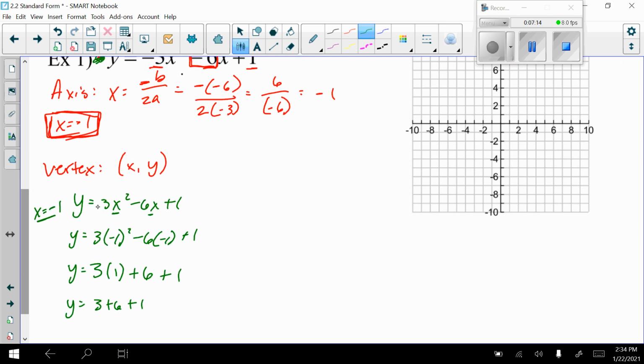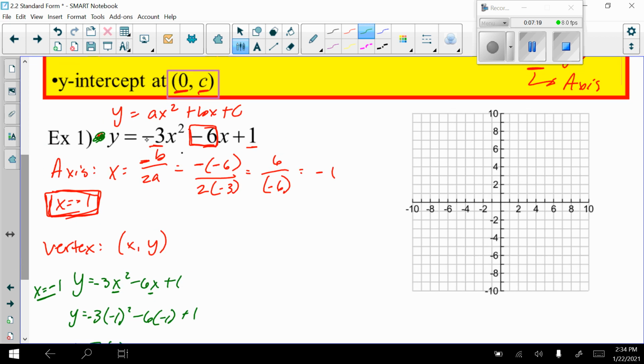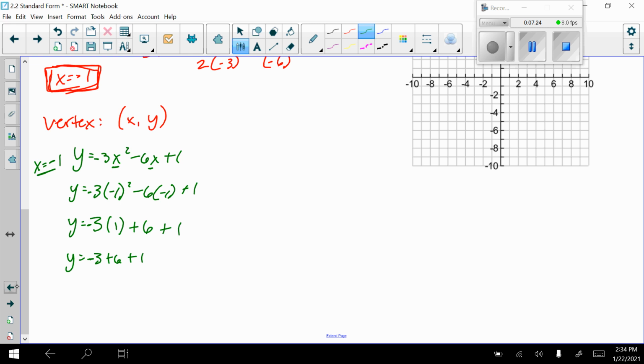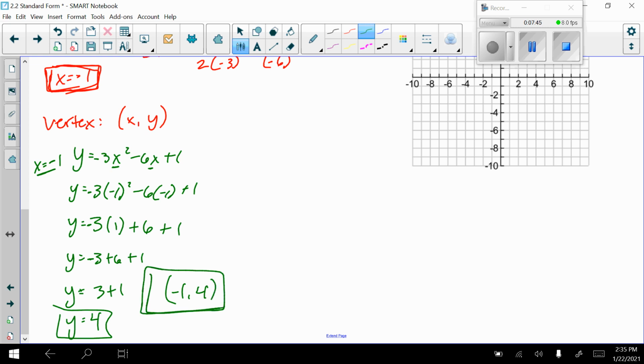Oops, sorry, I knew I was missing something. There should be a negative sign in front of this 3, right? I knew I was missing something there. I forgot to write that negative sign. So, doesn't change anything up to this point. -3 plus 6 plus 1. Let's see what we get here. -3 plus 6 is 3, and 3 plus 1 is 4. So my vertex is the point x is -1, and y is 4. Here's my vertex. That is the middle point of my parabola.